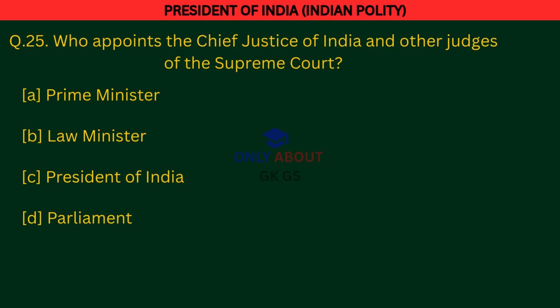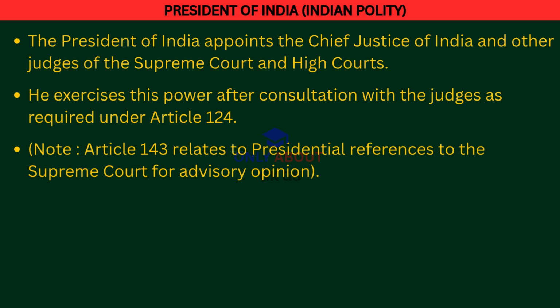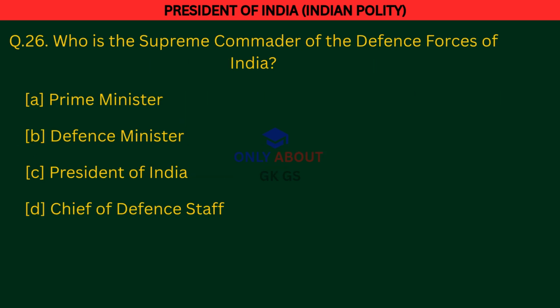Next question. Who appoints the Chief Justice of India and other judges of the Supreme Court? Correct answer: President of India. The President of India appoints the Chief Justice of India and other judges of the Supreme Court and High Courts. He exercises this power after consultation with the judges as required under Article 124.